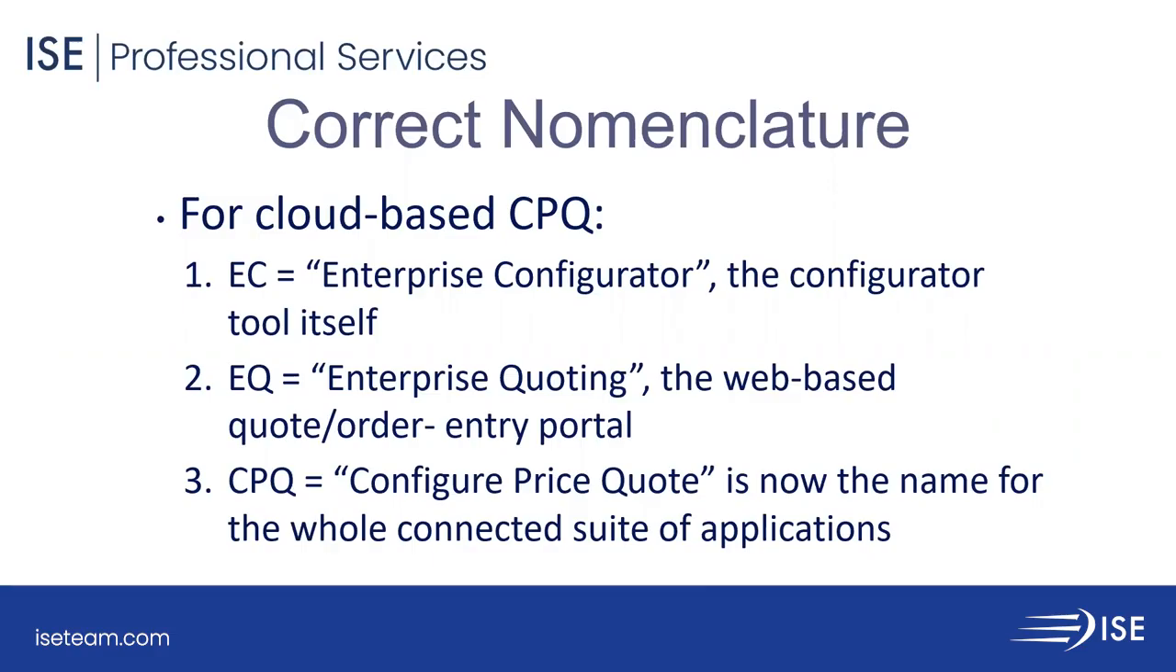There's also Enterprise Quoting, which is a web-based cloud-hosted quote order entry portal. It's analogous to the sales portal, or of course, XA has for decades had the web portal ComNet, and now you have ComNet 2. So that's what EQ is. That's part of the CPQ suite. So CPQ is now the name for that whole connected suite of applications. It's no longer just the configurator itself when you're talking in the cloud. Now, this nomenclature applies specifically to CPQ cloud.